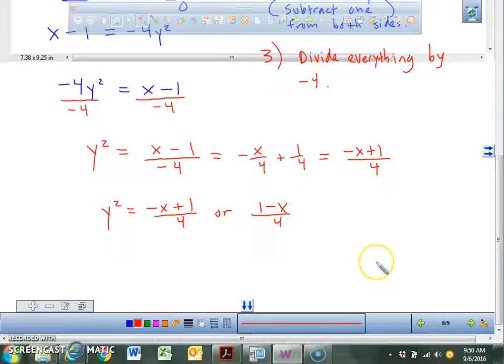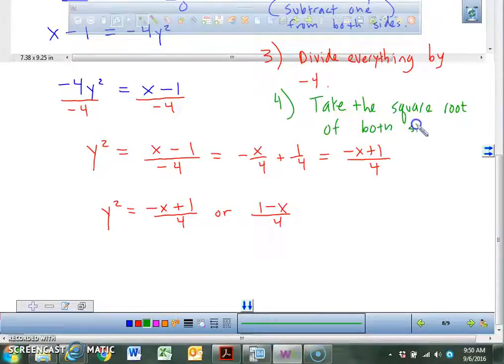Okay? Now, what's the final step you were saying, right? Yeah, so take the square root of both sides. Okay, good. So we're going to take the square root of this side, and we're going to take the square root of this side. So y equals.